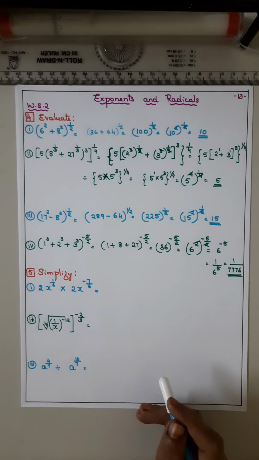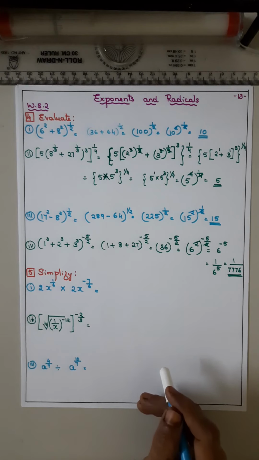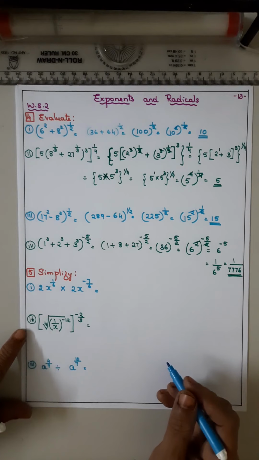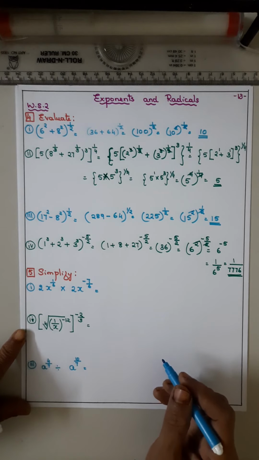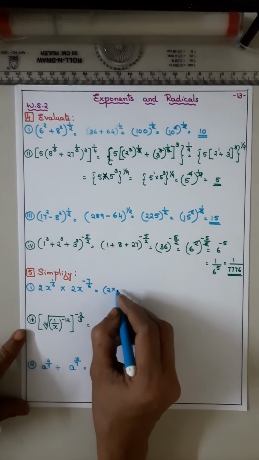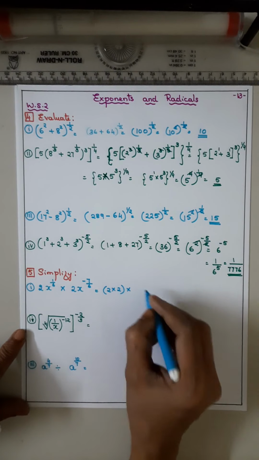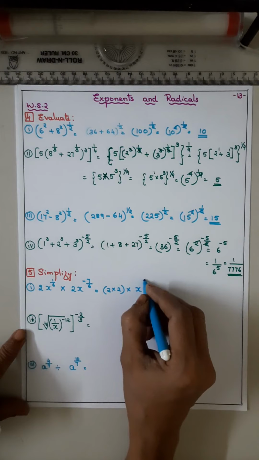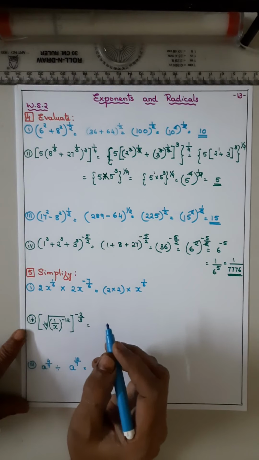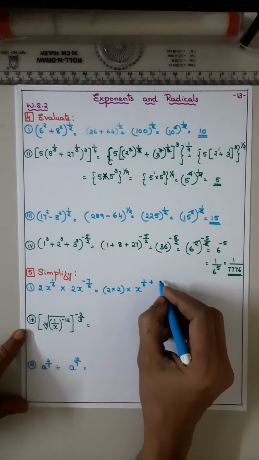Okay. Now coming to the fifth sum, it is a simplify. 2x to the power 1 by 6 into 2x to the power minus 7 by 6. So what we have to do? Multiply the numbers into x to the power 1 by 6. Bases are same, so you have to add the powers in multiplication, isn't it?